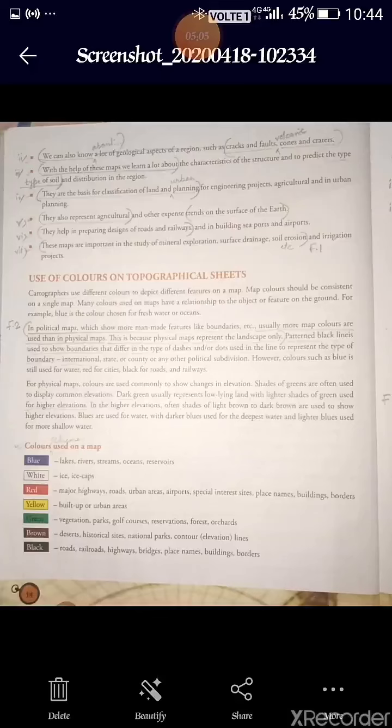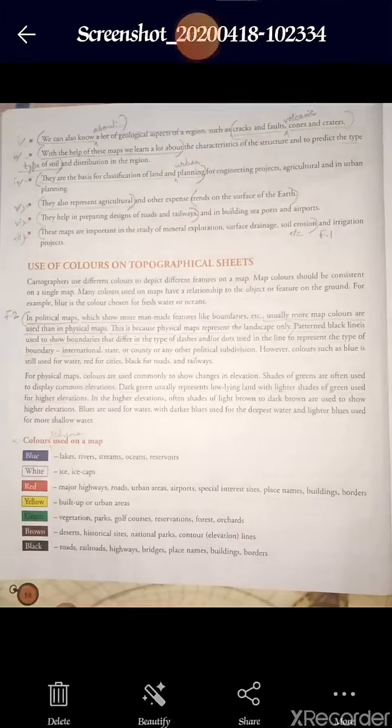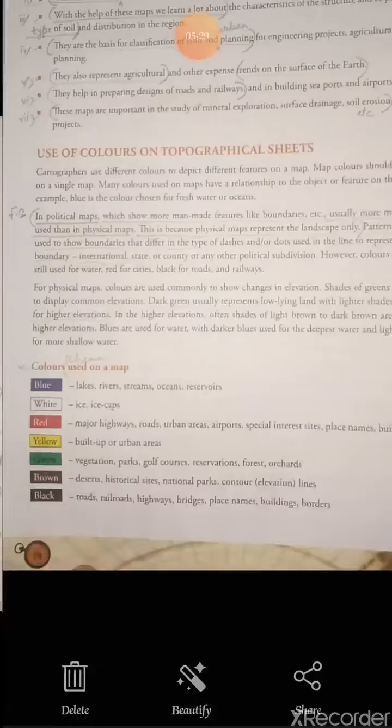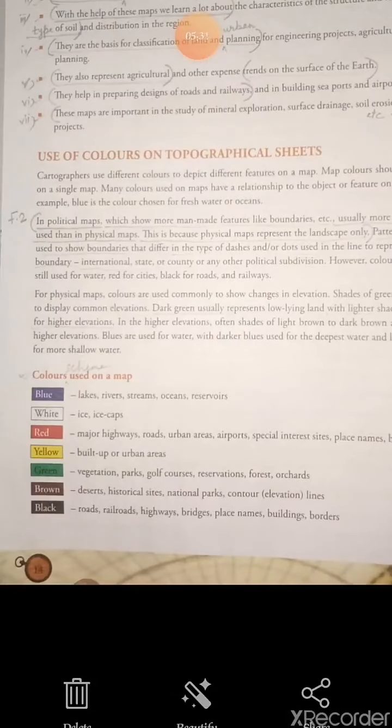Now, for physical maps, colors are used commonly to show changes in elevations. For example, dark green usually represents low-lying land, with lighter shades of green used for higher elevations. Many more color schemes are given below, which are used on the map, such as blue shows lakes, rivers, streams, etc.